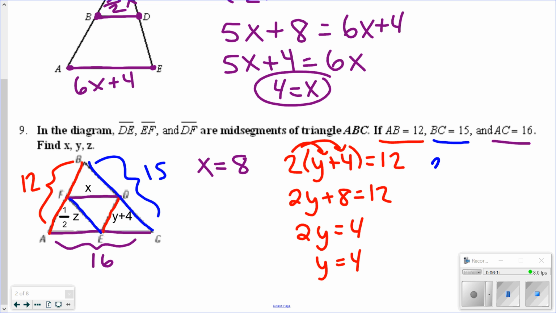So 2 times my mid-segment, which is 1/2 z, is equal to 15. Well, if I multiply 2 by 1/2, I end up getting that z is equal to 15. And I'm done.